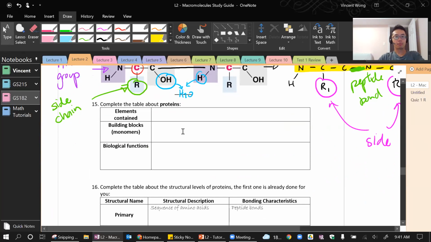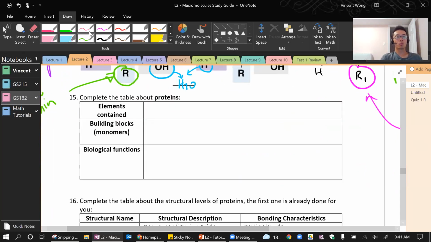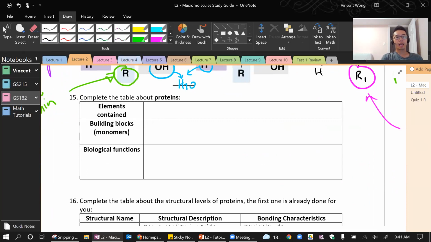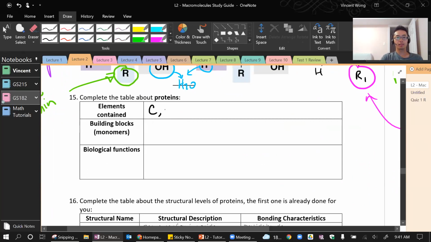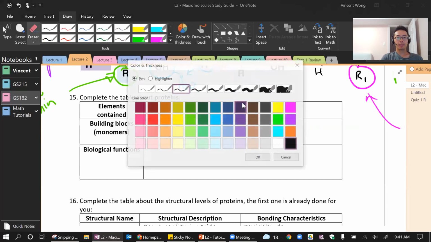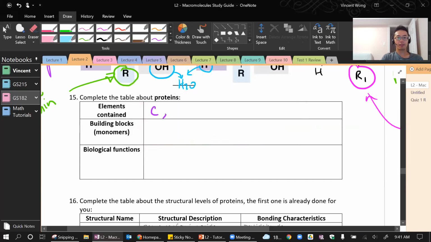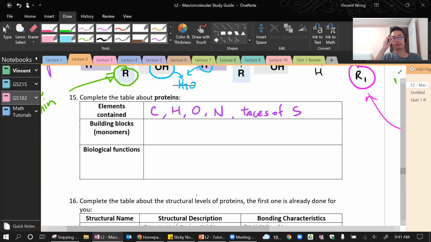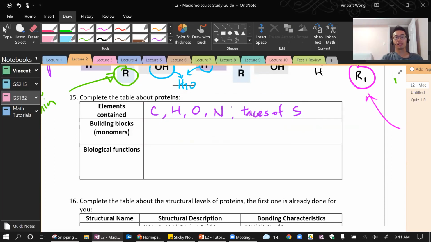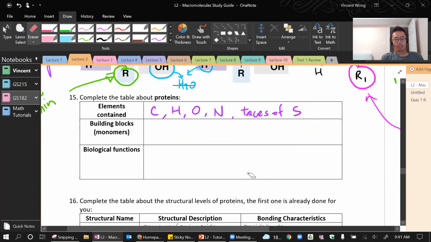Moving on here. Complete the table about proteins. What kind of elements do we have in proteins? Well, we have carbon, hydrogen, oxygen, nitrogen. And then we actually have traces of sulfur. Of the 20 amino acids, one of them has sulfur in it, something called cysteine, C-Y-S-T-I-N-E.